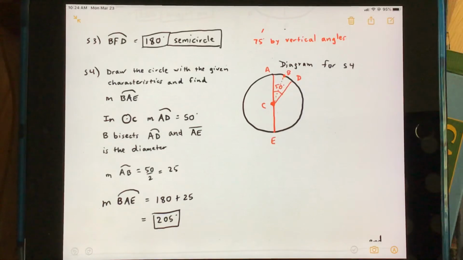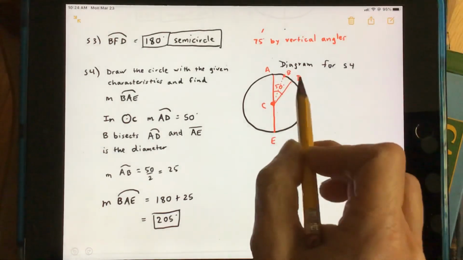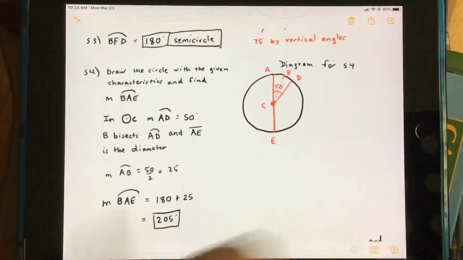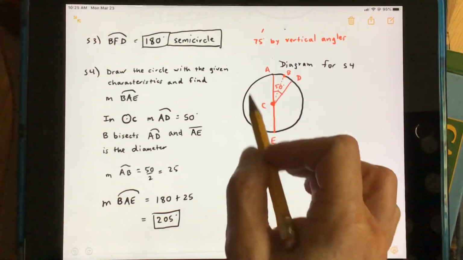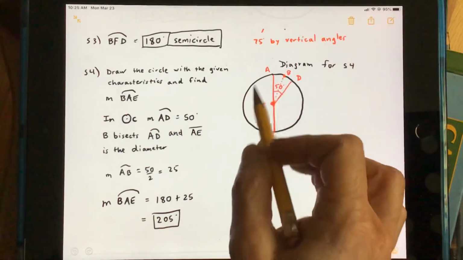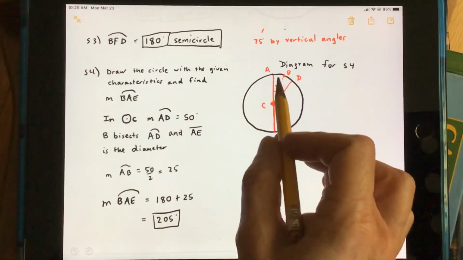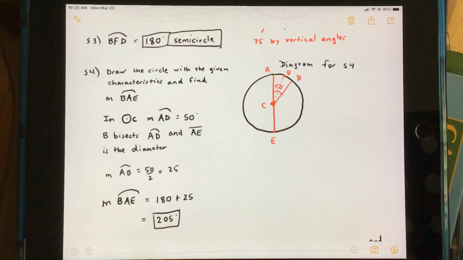And then when we figure out the measurement of the arc BAE, we know that AE is a diameter, so that means from A to E, it's 180 degrees, plus the 25 degrees from A to B. We add those together to find the measurement of arc BAE, which is 205 degrees. We don't have to state whether it's a major arc, minor arc, or semicircle, just the measurement.